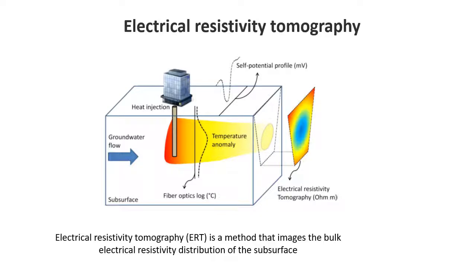Let's revisit our electrical resistivity tomography case. Remember that we are injecting heat in the subsurface and try to detect the temperature increase or decrease, which is useful for designing shallow geothermal systems. So electrical resistivity tomography is such a method, and particularly time-lapse electrical resistivity tomography is a method being used to image the temperature anomaly, by imaging the electrical resistivity distribution in the subsurface.